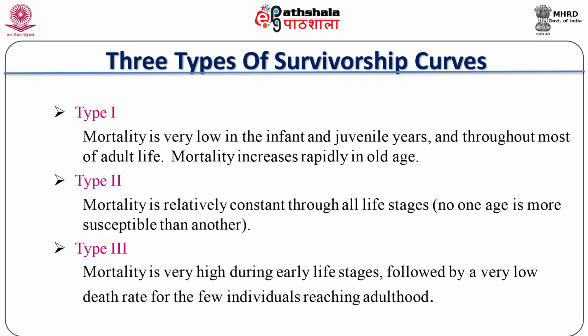Three types of graphs are obtained from different groups of plants and animals. Type 1, it indicates high mortality rate at old age. Most individuals of the population live their full life. For example, mammals, especially the human beings. Type 2, it indicates a steady mortality rate throughout the lifespan. For example, birds. And third, the type 3, it indicates high mortality in young phases. For example, the plants, insects and invertebrates.